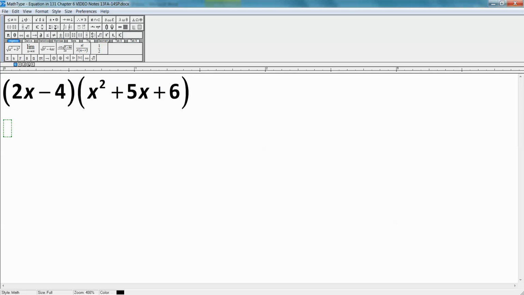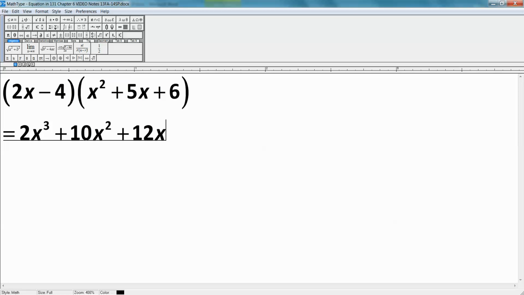Okay, so I'm going to write this out. So I want 2x times x squared. That would be 2x to the third power, right? And then I want 2x times 5, right? So that'd be plus 10x squared plus 2x times 6, which is 12x. All right, so that's 2x times each of these. And then you want to go for minus 4 times each of these.